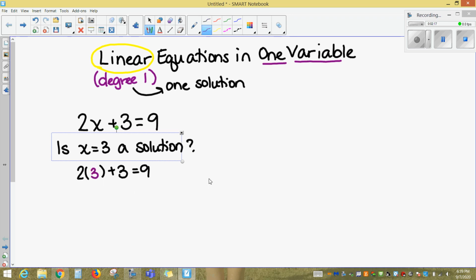If I replace x with the number 3, we say, is this statement true or false? And so if we check, it says 6 plus 3 equals 9, which I would say, well, that's a true statement. So yes, we would say 3 is a solution to this equation. And if 3 is a solution, it is the solution. Again, it is the only solution for this linear equation. There are no other numbers I can replace x with that would make the statement true.